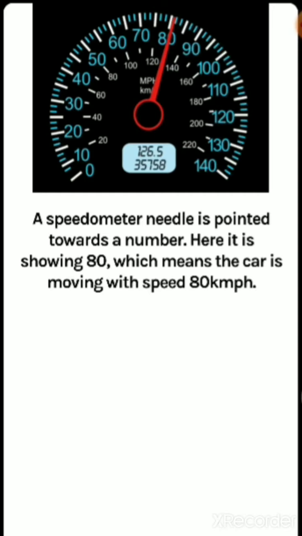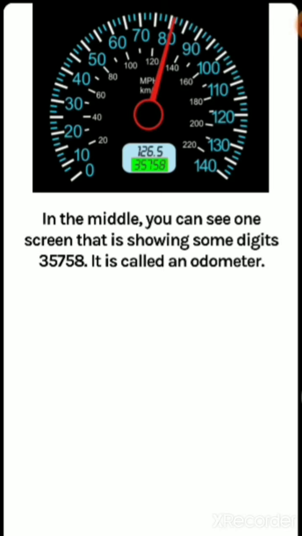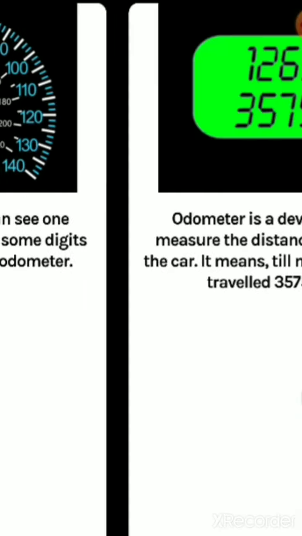Then the next one: in the middle part of that box, inside the speedometer, we can see one screen that is showing some digits. Like here you can see 35758, and this is called an odometer. So a speedometer is a device we use to measure the speed. But what is an odometer? For what purpose is it used? Let us see about that.